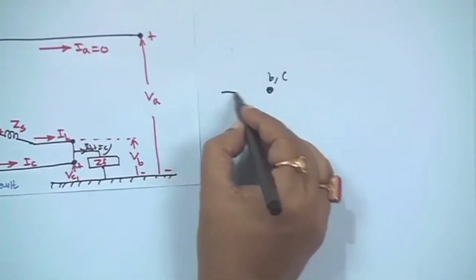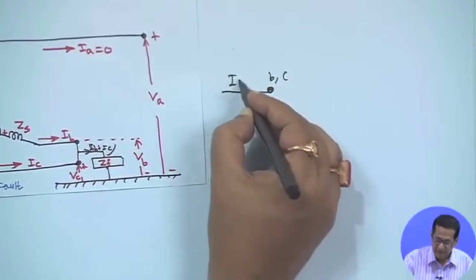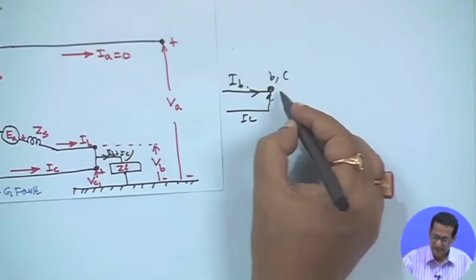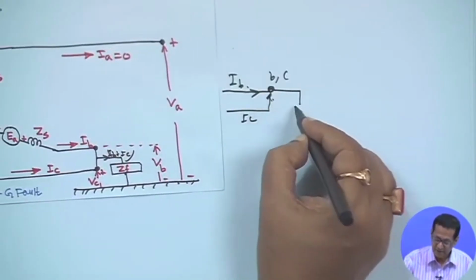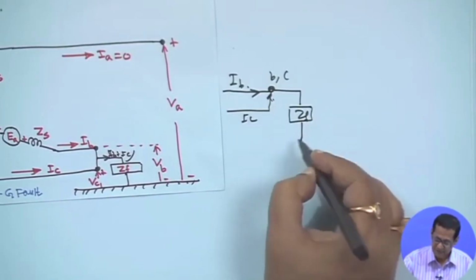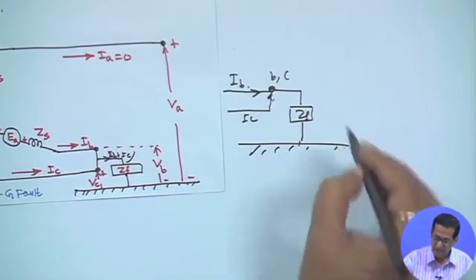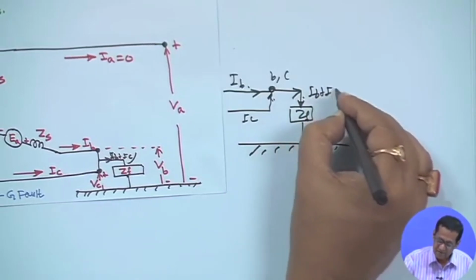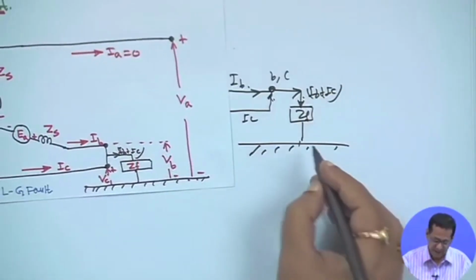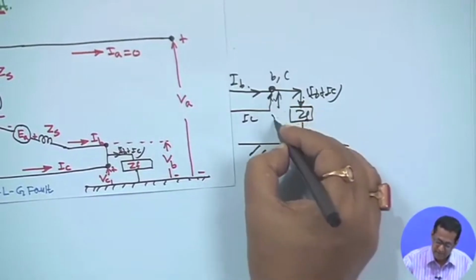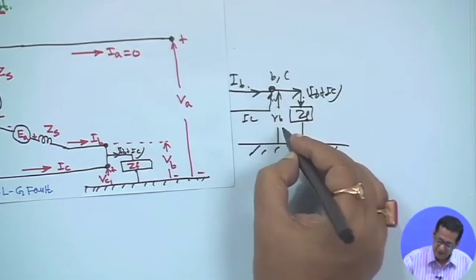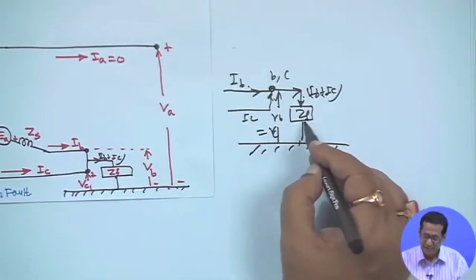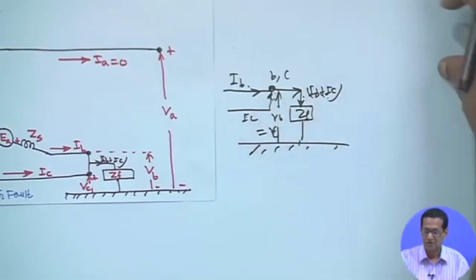So, in this case current is coming from phase B as IB, and from phase C as IC, and this is your fault impedance ZF, and this is ground. Current going through here is IB plus IC, as these two points are common. So, VB and VC are both the same. Therefore, VB is equal to VC is equal to ZF into IB plus IC.